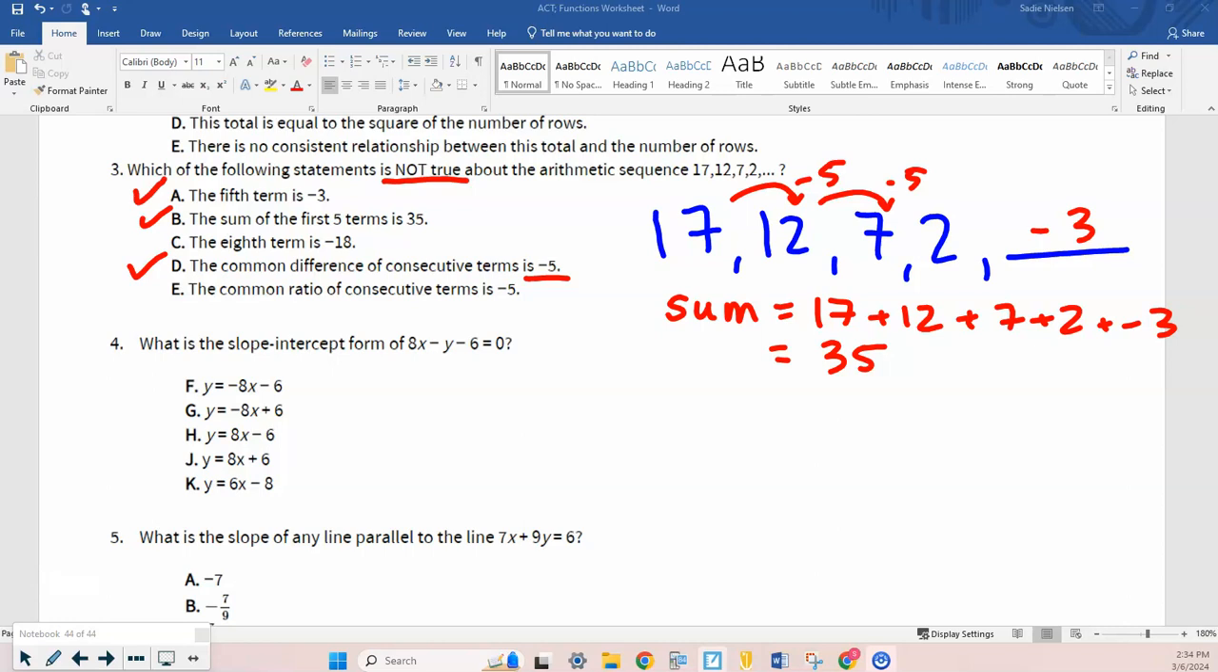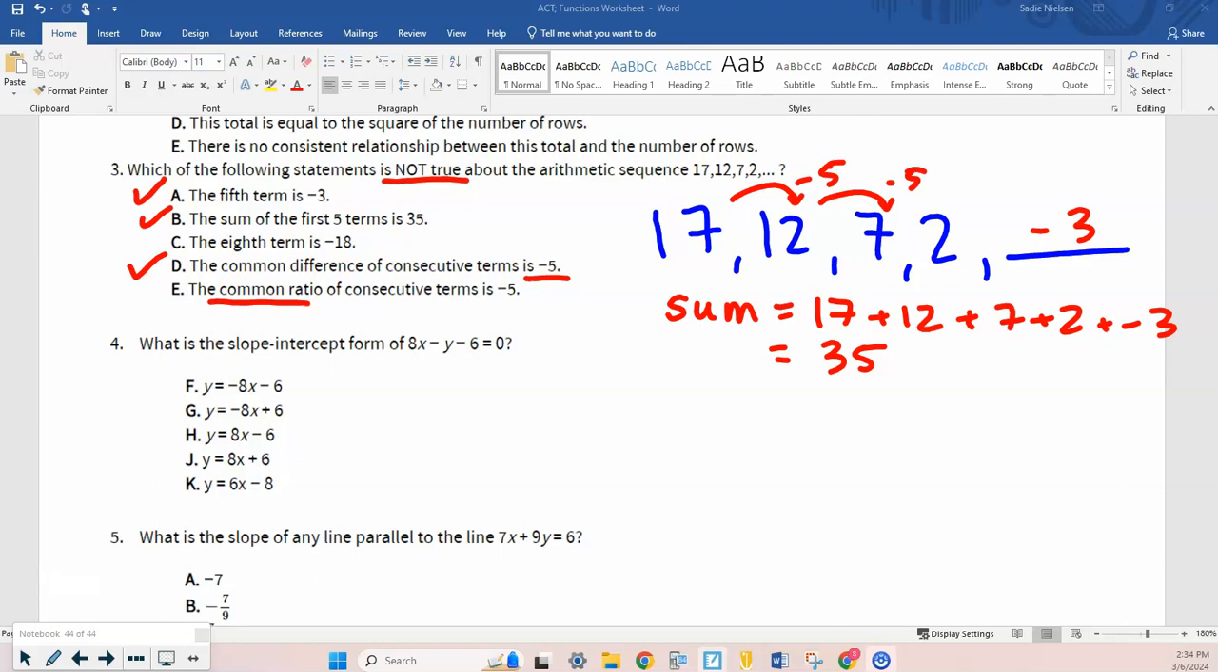And then it says the common ratio of consecutive terms is -5. Now, question, guys, do we know what common ratio means? Thumbs up, yes, thumbs down, no. And I feel like, no, I'm not mad. That's okay. We're gonna review. This is actually stuff from way back in like 8th or 9th grade. It was a long time ago.